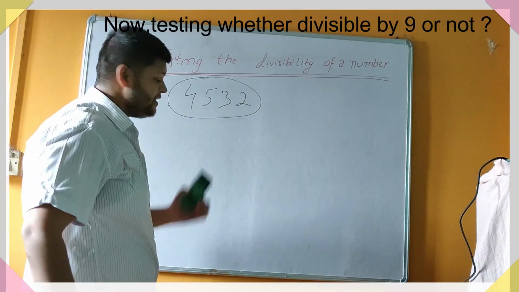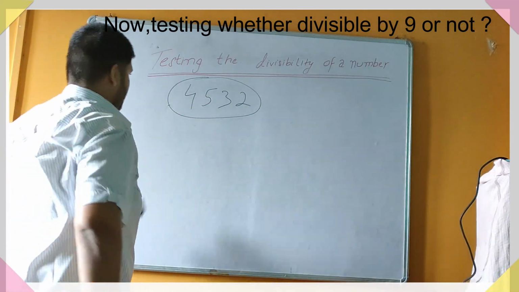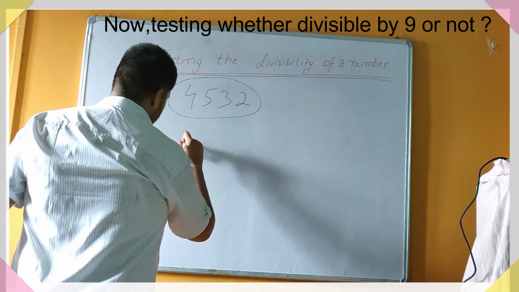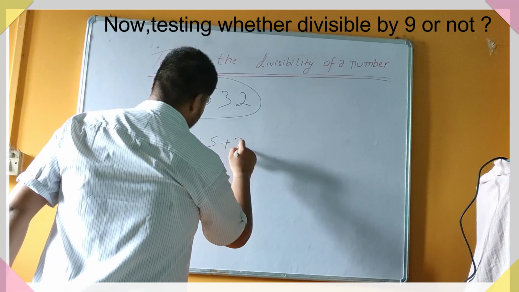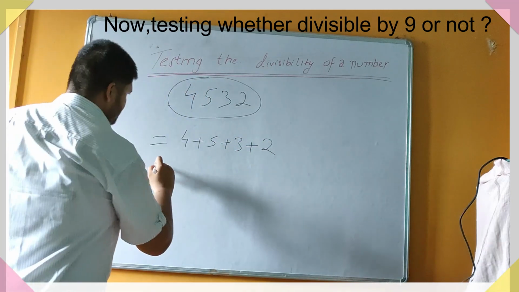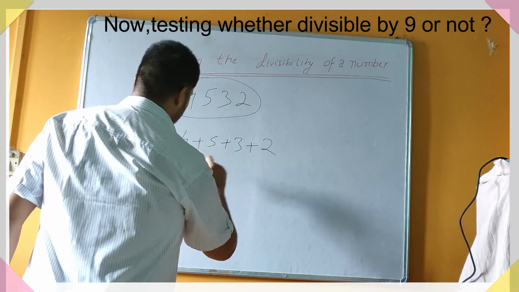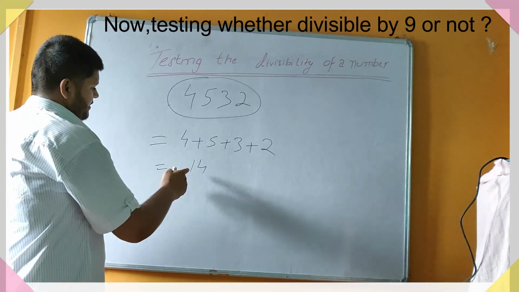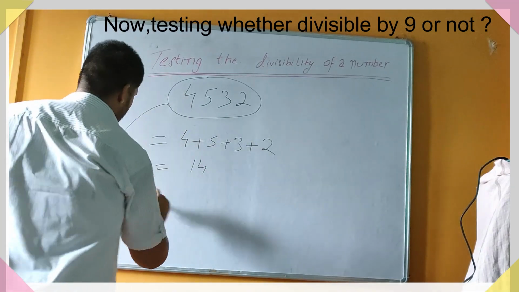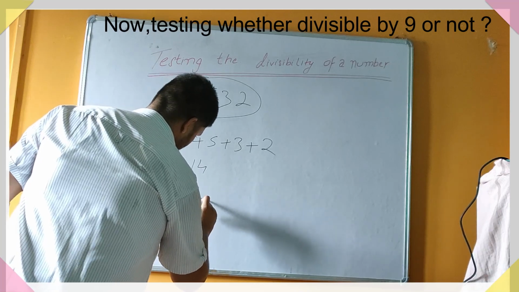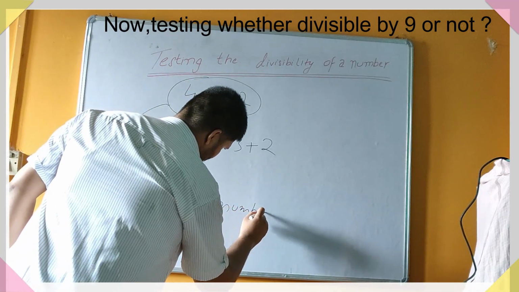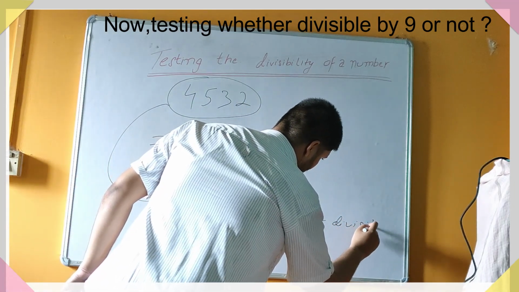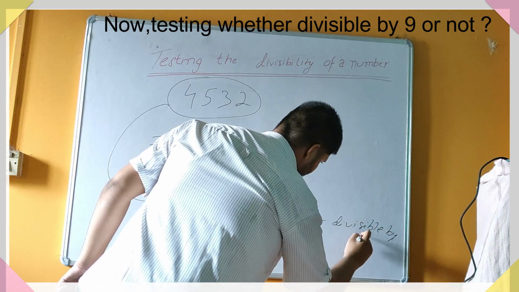Within this number, we need to test. What we need to do? The same. We have to add all the digits. That is 4 plus 5 plus 3 plus 2. After adding, you are getting 9 plus 3, 12, 14. This 14 is not falling under the table of 9. Then we can say that this whole number is not divisible by 9.